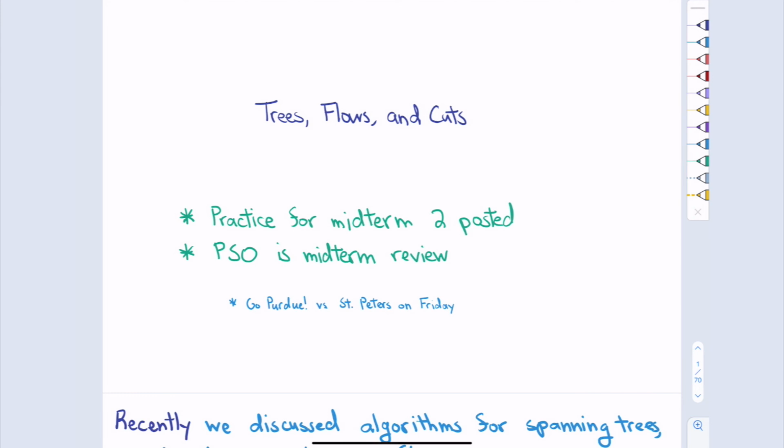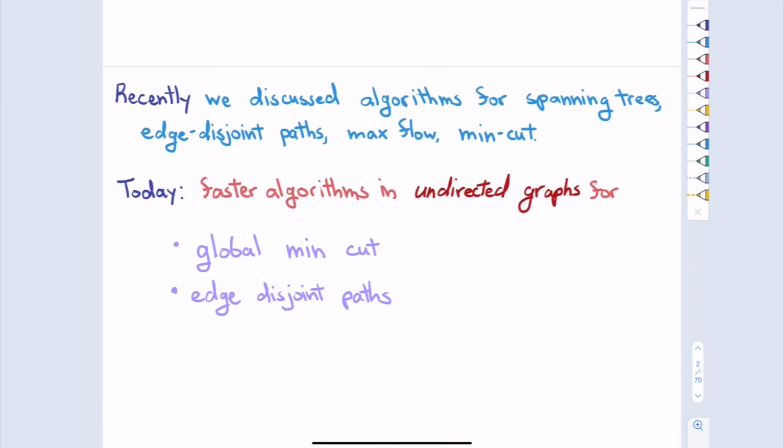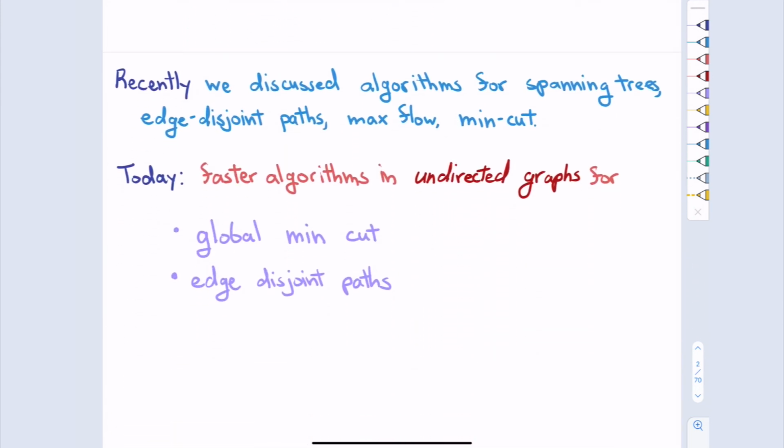Okay, all right. So where did we leave off? We have been going on a binge of graph algorithms before spring break. That started with spanning trees, and then we did edge disjoint paths and max flow and min cut. In fact, last time we just did applications of max flow and min cut, which is pretty fun.